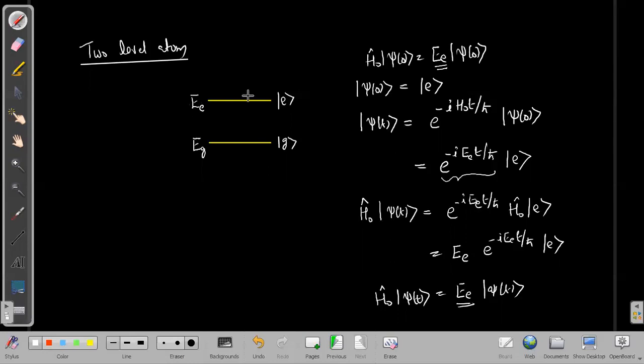So this says that if the atom is already in the excited state, then it will remain forever in that state. That means the atom will not undergo any kind of spontaneous emission.